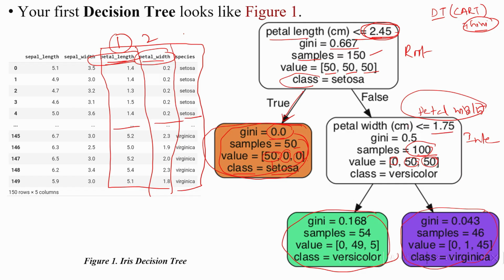The condition is: if the value is less than or equal to 1.75, then those belong to versicolor, otherwise those belong to virginica. Here we check Gini equal to 0.5. Why 0.5? It contains 50 elements belonging to versicolor and 50 belonging to virginica. Half of the elements belong to versicolor and half to virginica. That's why we get Gini equal to 0.5. If the condition is true, we divide it into two parts.